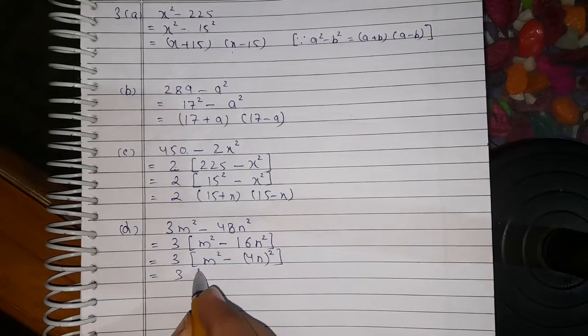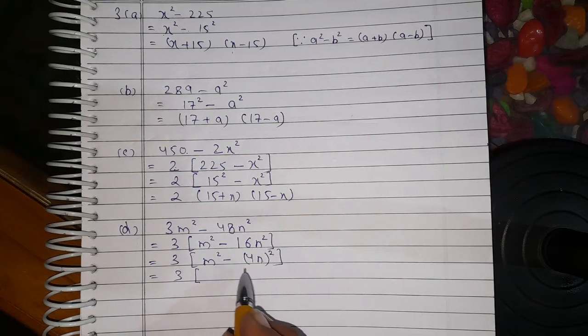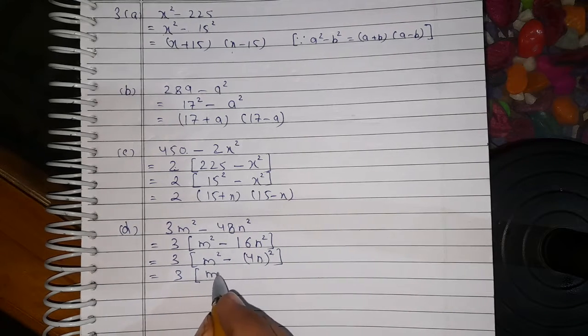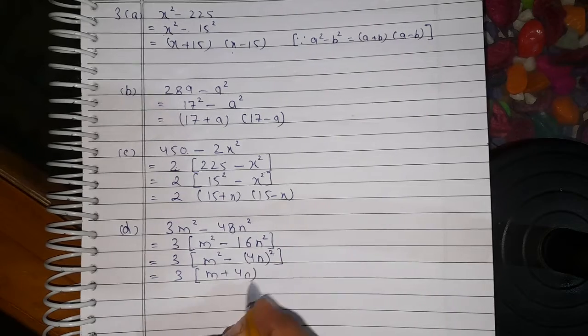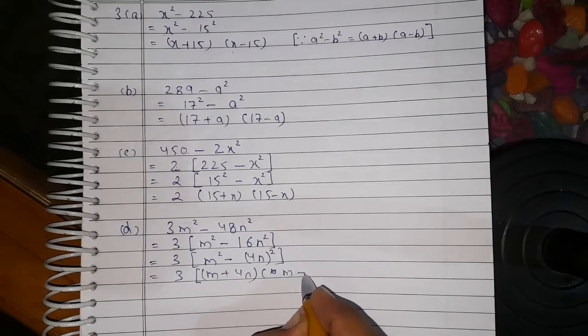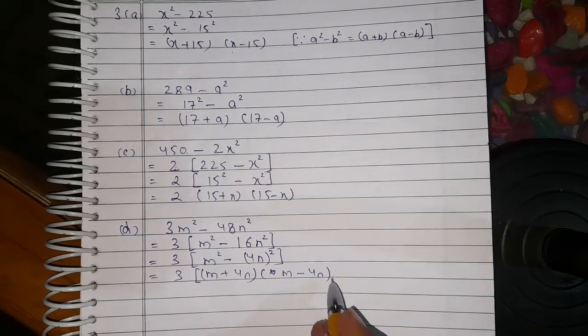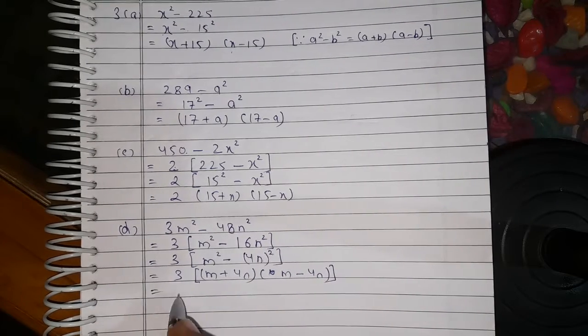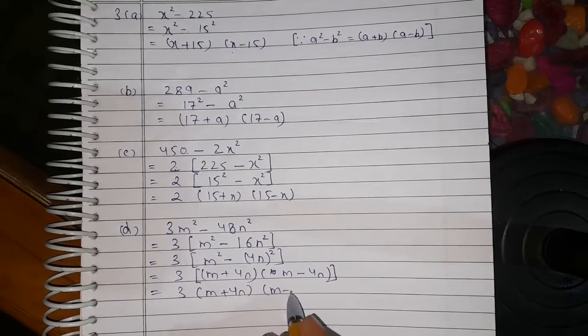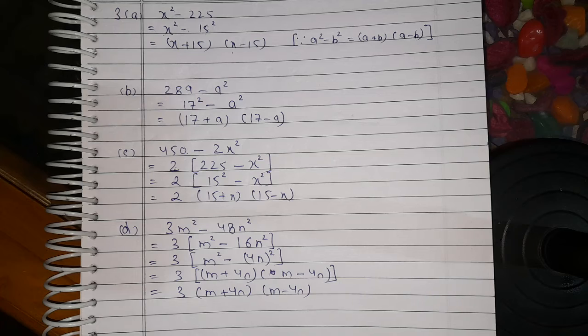Now follow the above step. m square minus (4n) square, it means a square minus b square, which is (a plus b) and (a minus b). This is our answer. We can remove the bracket also. Clear?